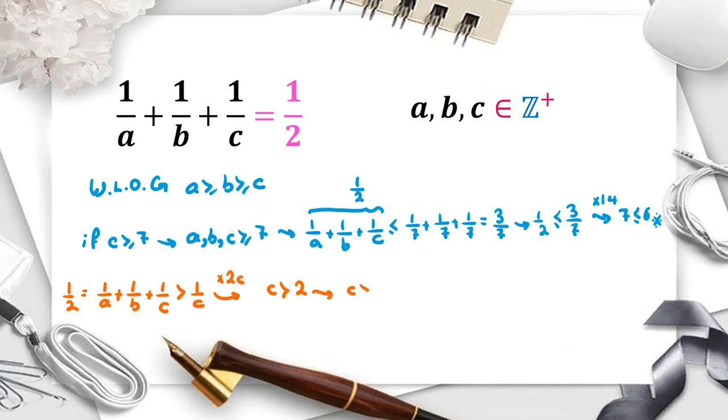So c is at least 3. Also, we proved c is not greater than or equal to 7. So c is at most 6. So we conclude c is at most 6 and c is at least 3. So we should check 3, 4, 5, 6.